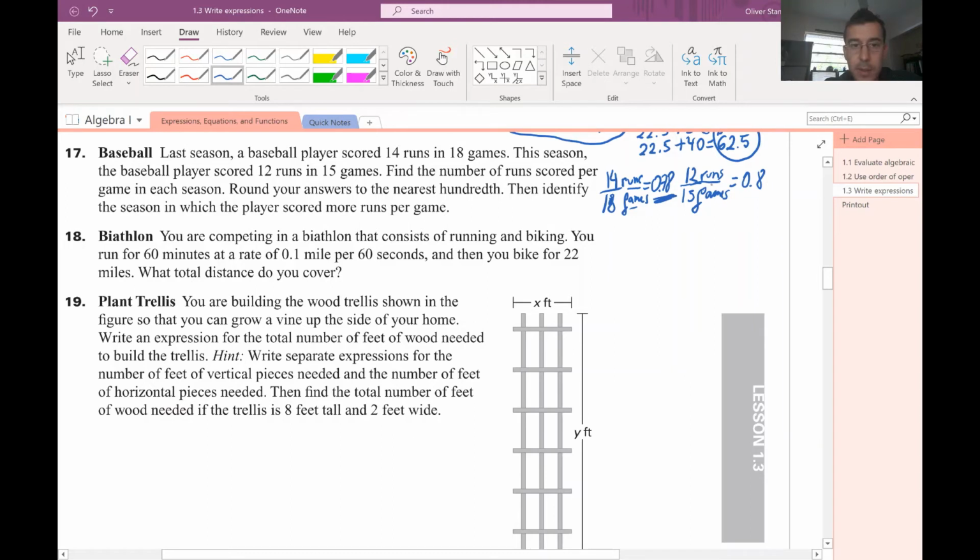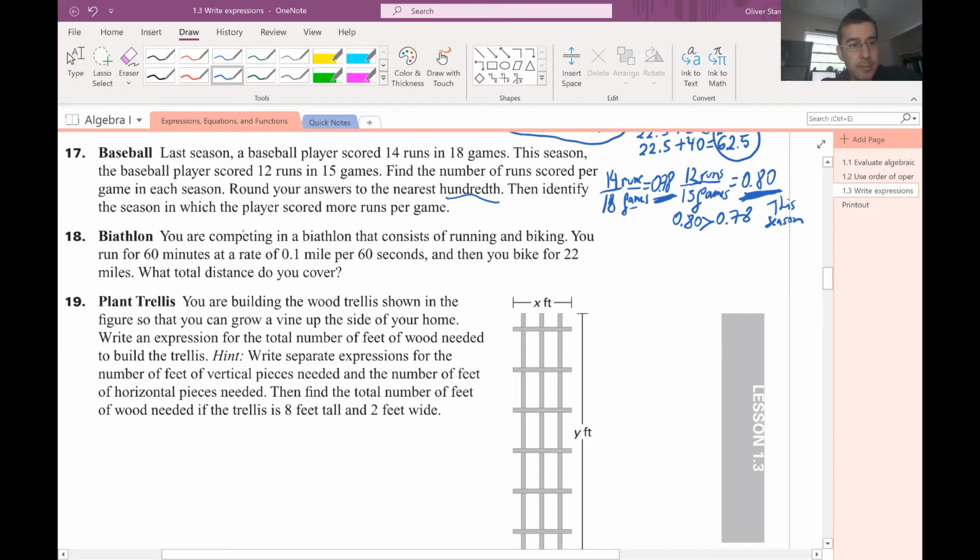And then this season, the runs per game is 0.8. So 0.78, 0.80. And then identify the season in which the player scored more runs per game. That would be this season, because 0.8 is greater than 0.78. So this season. Okay, so you can write this season. So this season, the player scored more runs per game.